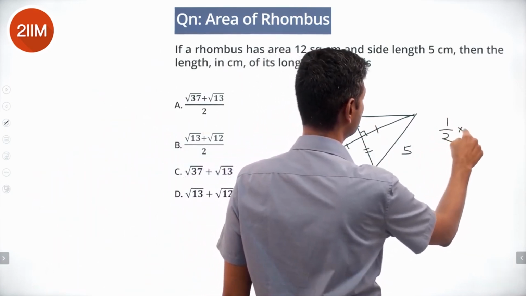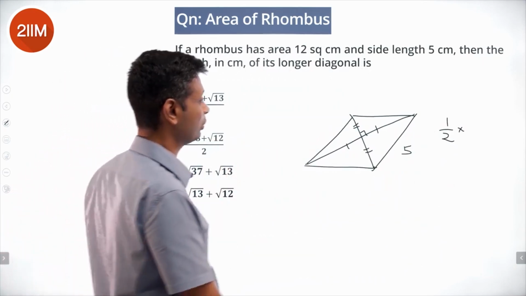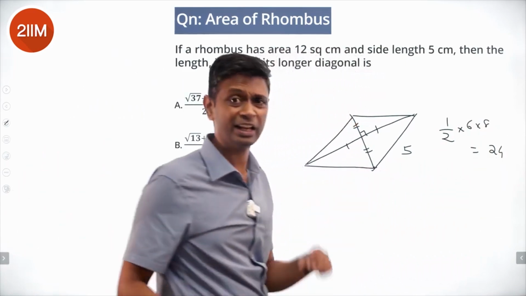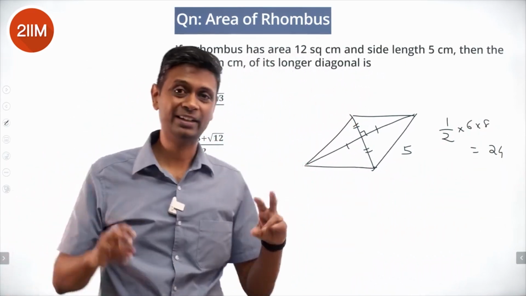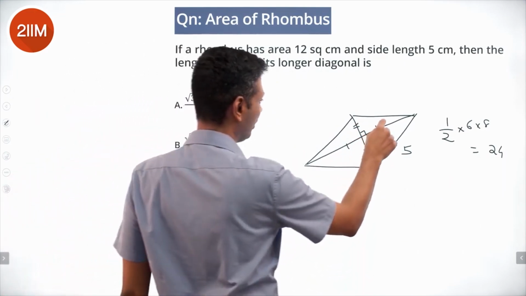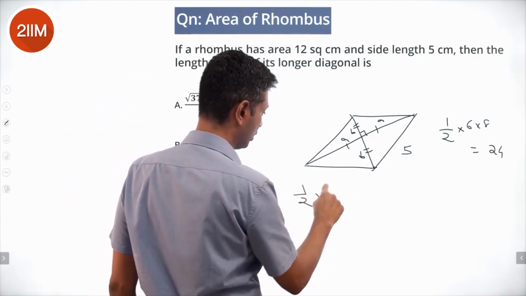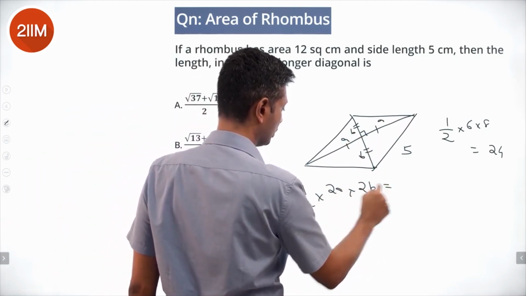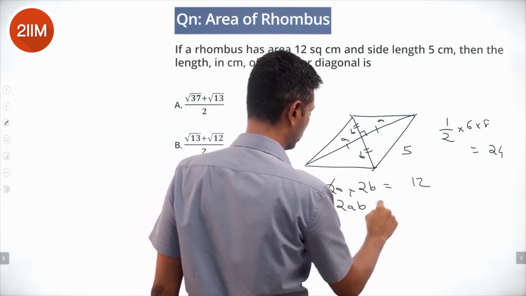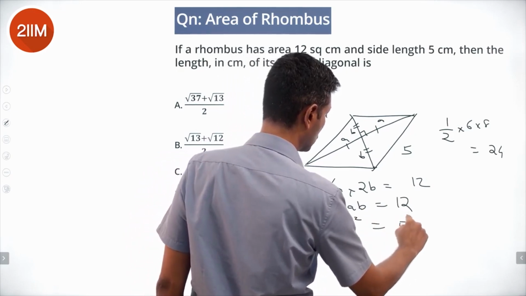Area would be half into product of diagonals, half into 6 into 8, just 24. Our area is only 12. So it's not a 3, 4, 5 triangle. Initially I thought 3, 4, 5 done, we are through. Cutting corners doesn't work like that. So this is A, this is A, this is B, this is B. We know that half into 2A into 2B is the area, that is 12, or 2AB is 12. We know that A square plus B square is 5 square, which is 25.